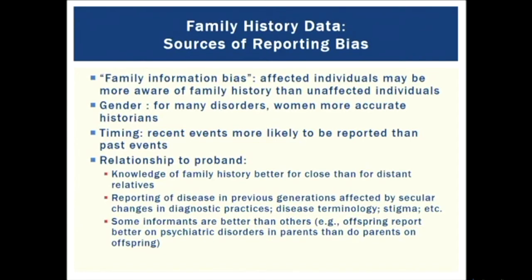For example, it's been documented in a study by Myrna Weissman that offspring are more accurate historians reporting on psychiatric disorders in their parents than parents are reporting on their offspring. And it makes sense, right? Because everyone knows their parents are crazy, but parents think their offspring are perfect.